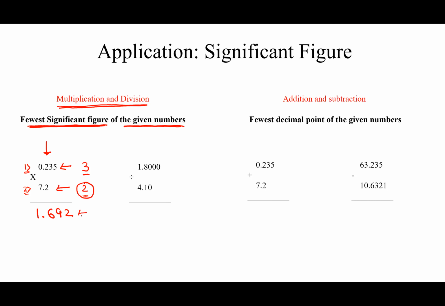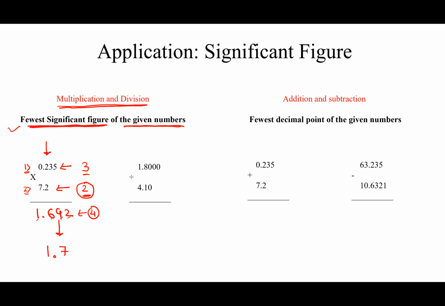Now let's compare our answer. How many significant figures do we have right now in our answer? Four: one, two, three, and four. What we just learned is that it has to have the fewest significant figures, which means only two significant figures. So your answer must be 1.7. Why? Because it has to have only two significant figures.